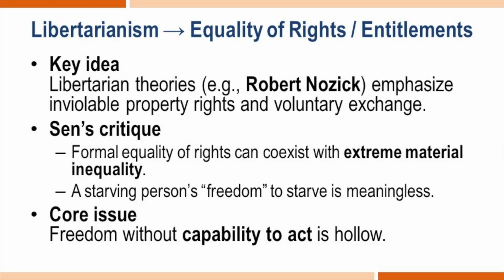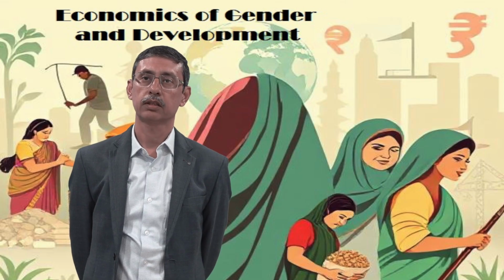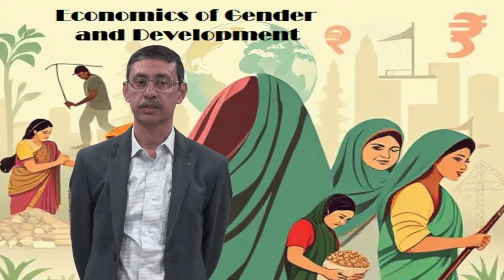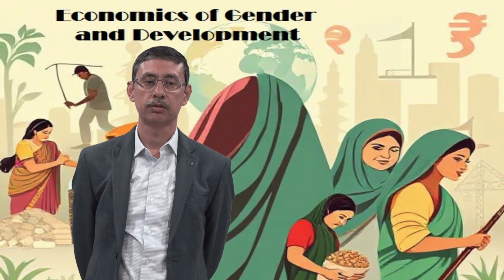So the core issue, therefore, is that freedom does not come from a formal set of laws or a formal set of rights guaranteed to the individual. If we have the freedom, but people do not have the capability to convert the freedom, then it becomes hollow. So it is not the thing that we should be looking for, but rather we should be looking for something else.